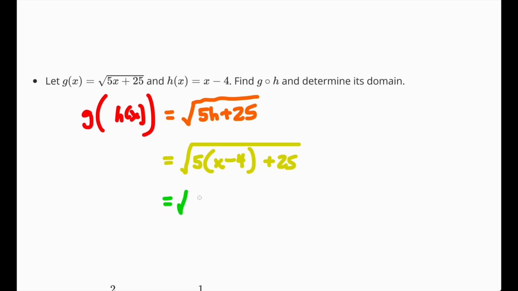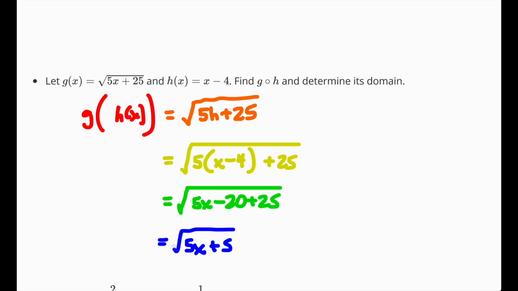Okay, this is going to be equal to the square root of 5x minus 20 plus 25. Then we just have to simplify it, and you should get the square root of 5x plus 5. So that's the first part of it. It says find g of h of x. That's what this is right here.